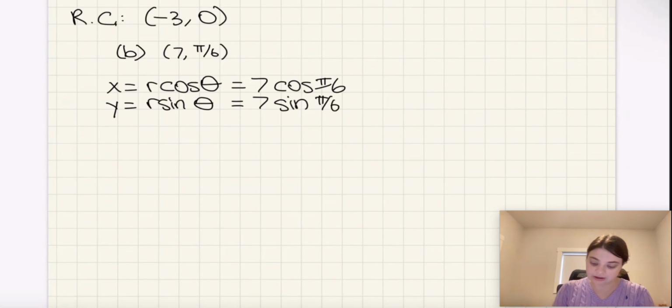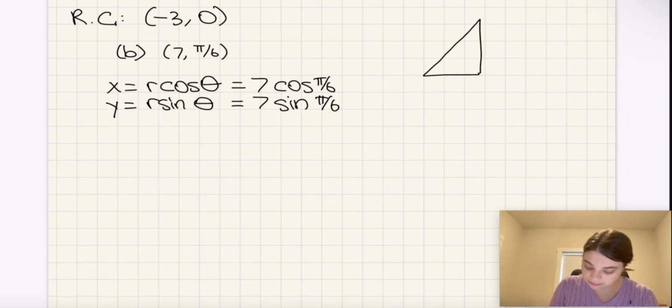Now, what are sine and cosine of pi over 6? Well, we actually can't figure that out very easily by using our graphs, but we can by using our special triangles. So let's recall the 30, 60, 90 special triangle with radians. It's going to look like this. Here we have pi over 3, pi over 6, root 3, 1, and 2, like that.